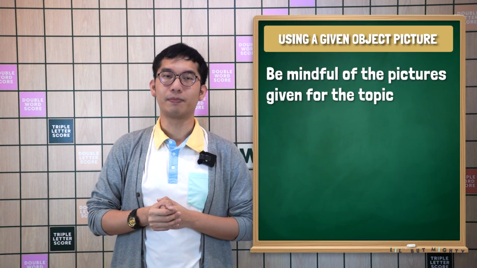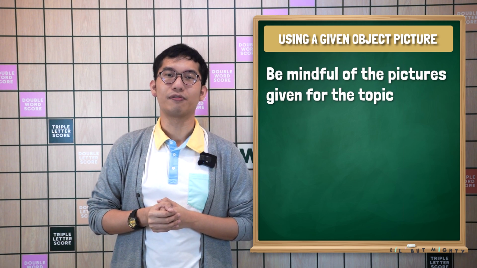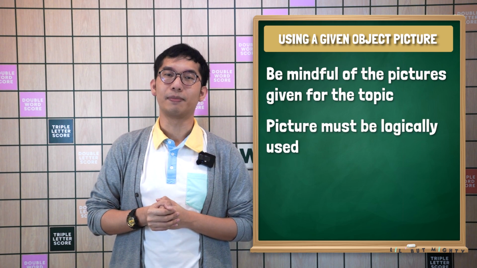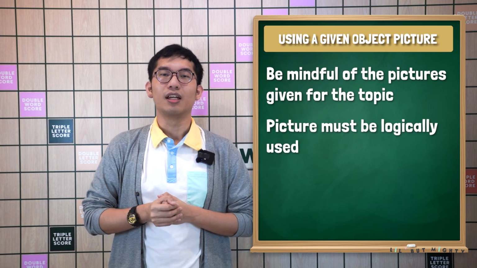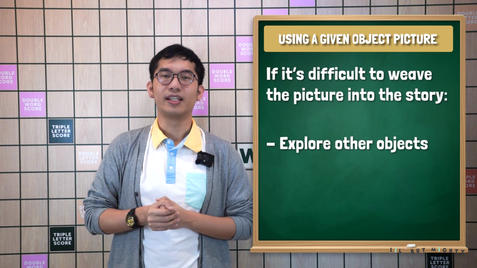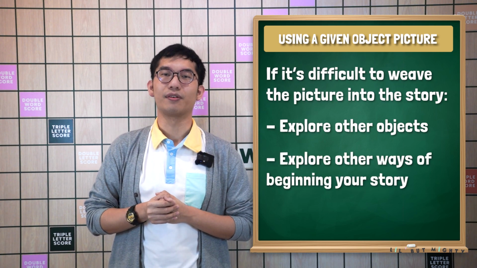This method is slightly easier, but you need to be mindful of the pictures given for the topic. As much as using the pictures as your flashback trigger will help to ensure that you fulfill the composition requirement, the picture must be logically used. If you find it a challenge to weave the picture meaningfully into your story, then consider exploring other objects or ways of beginning your story instead.